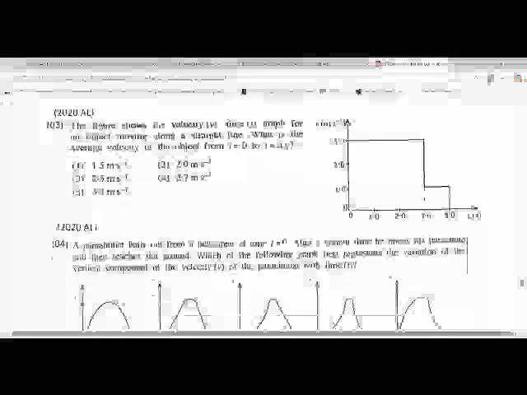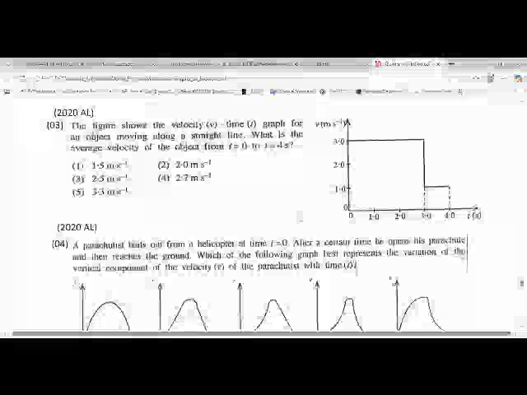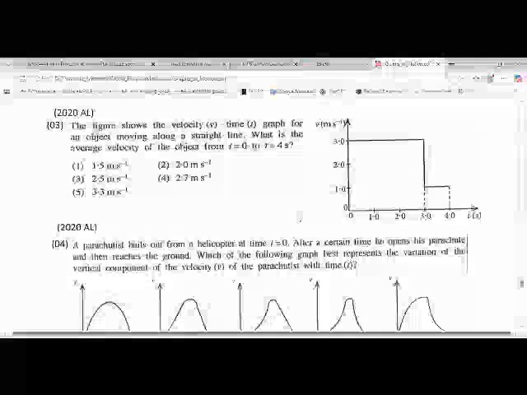2020. The figure shows the velocity time graph for an object moving along a straight line. What is the average velocity of the object from t equals 0 to t equals 4 seconds? Now you have to find the average velocity in these 4 seconds. Don't be confused about this. It is a simple question.